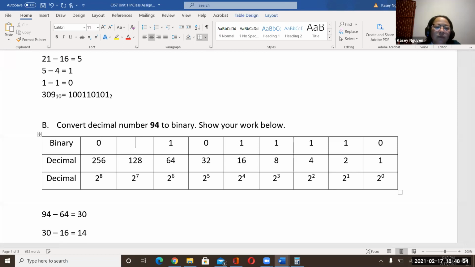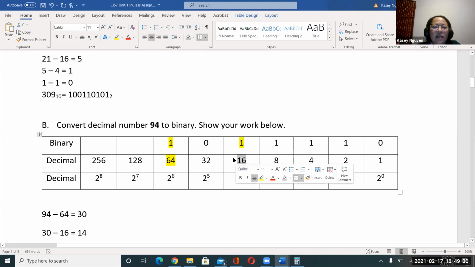And so for the next one that we can subtract is 64. 94 minus 64 gives us 30. So we subtract it. I'll highlight it. And then we put a 1 on top. We're left with 30. We have to keep going. 32 is too large, so we can put a 0 on top. And then we would move to the next number to its right. So we would take 30, subtract 16. We would put a 1 on top as we subtract it. And then we're left with 14.